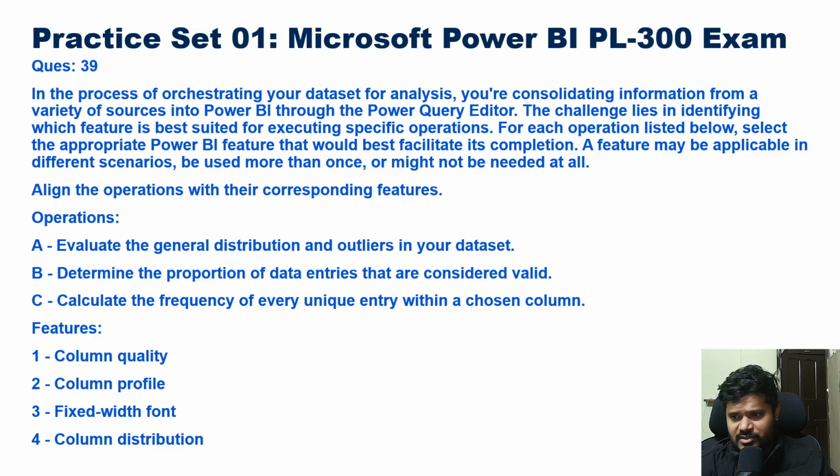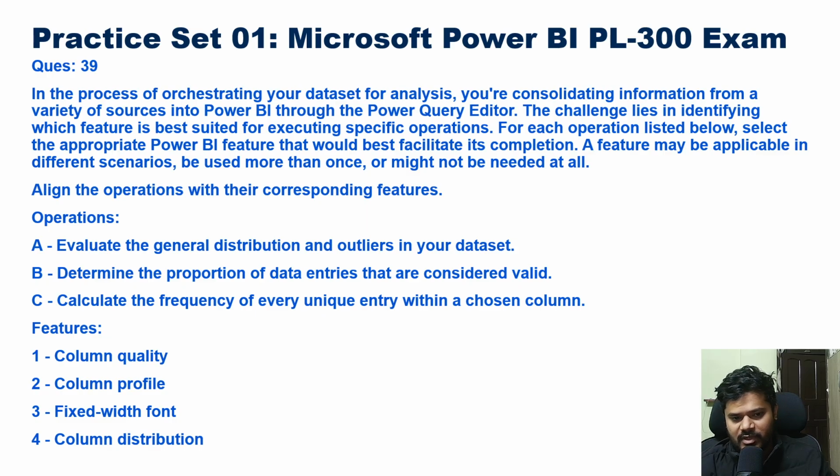For each operation listed below, select the appropriate Power BI feature that would best facilitate its completion. A feature may be applicable in different scenarios, be used more than once, or might not be needed at all. Align the operations with their corresponding features. Operations are given as below: A, B, C. A is evaluate the general distribution and outliers in your dataset. B, determine the proportion of data entries that are considered valid. C, calculate the frequency of every unique entry within a chosen column.